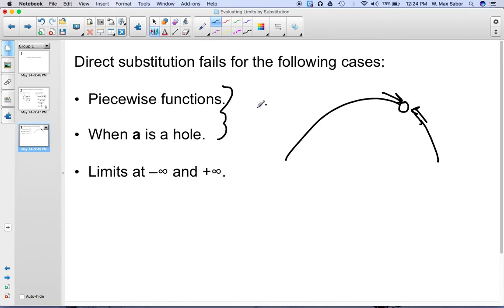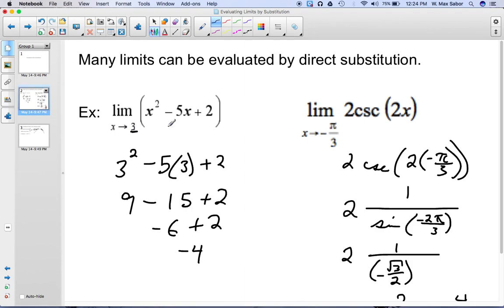These two are essentially saying that the function is not continuous. So as long as the function is continuous and the value that we're approaching is a finite value, then we can typically evaluate with direct substitution.